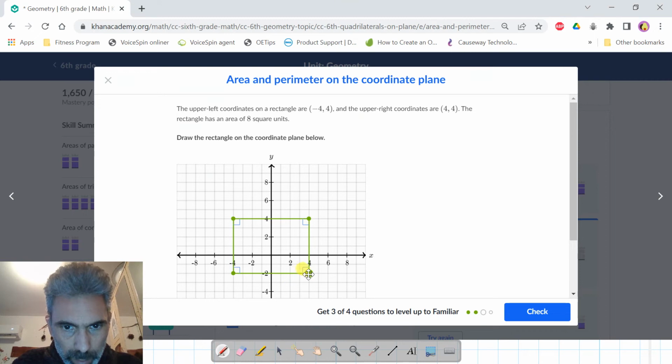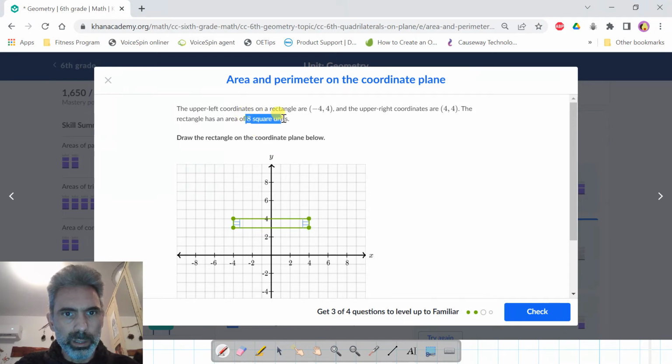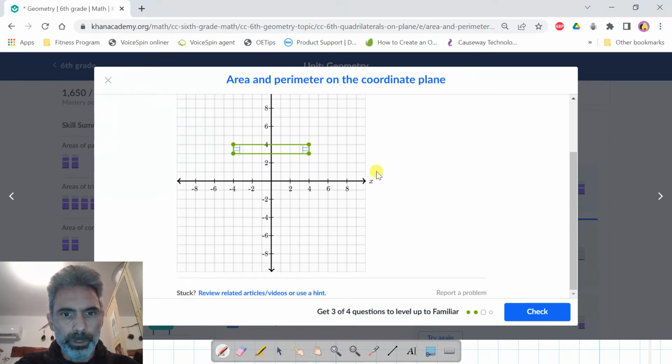So let me drag the point to a distance of 1. Okay. So now we have 8 as the base of the rectangle and 1 as the height of the rectangle. So 8 times 1 is 8 square units.